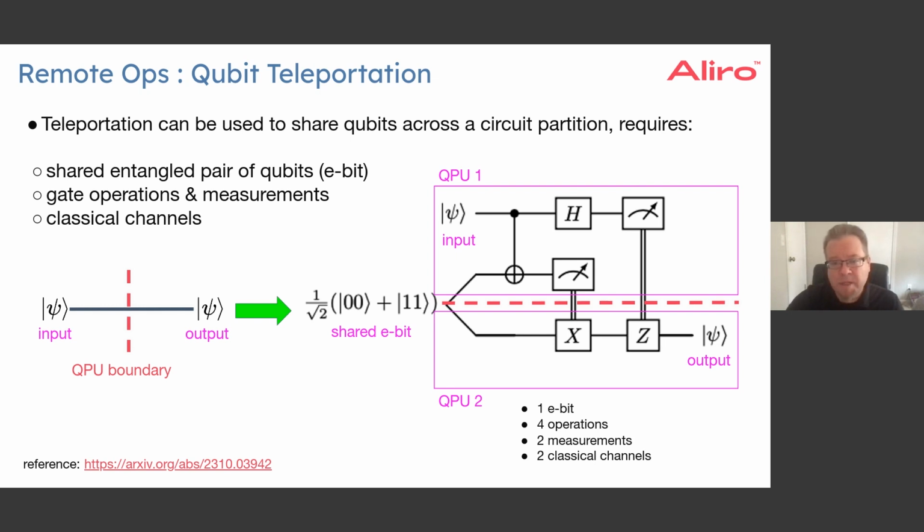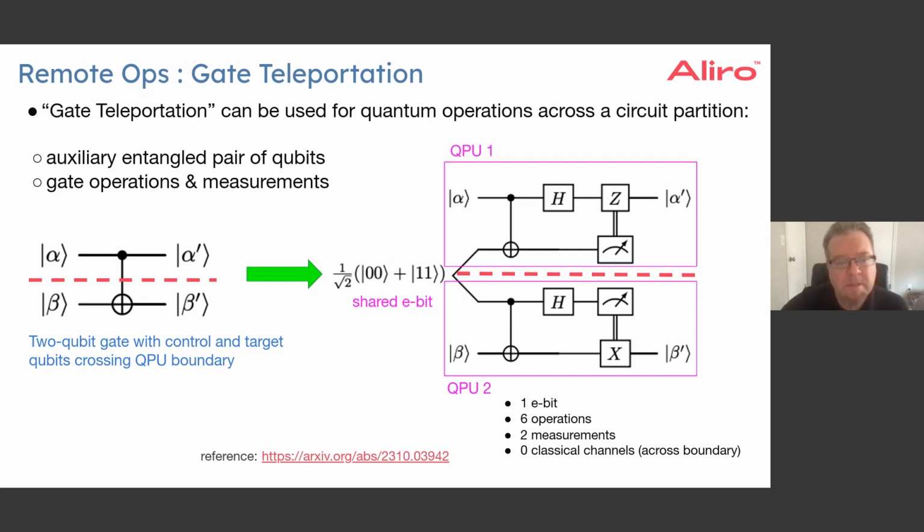Quantum teleportation essentially uses a shared entangled pair, which we'll call an E-bit. One of the qubits in the E-bit is shared with QPU1. The other is shared with QPU2. We have some extra operations and measurements. We have some classical communication. Through this process, we can transmit our state psi from the input to the output, where the output is on the second QPU. In this case, the resources we required were one E-bit for operations, 2 measurements, and 2 classical channels across the boundary.